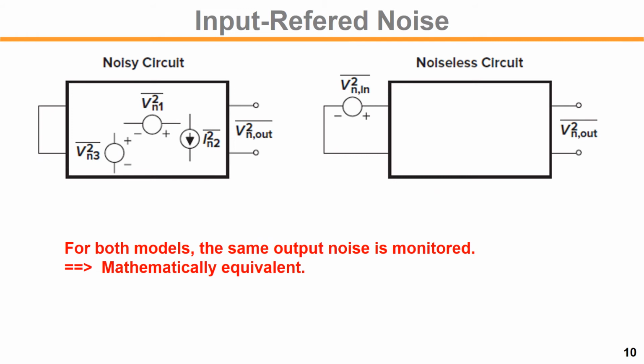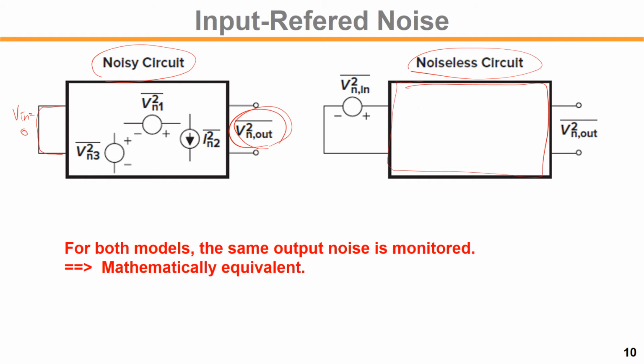The input referred noise concept can be considered like this. On the left hand side, we have a noisy circuit. Inside the circuit, we have a variety of noise sources that result in the output noise voltage. We can measure the output noise voltage by applying zero input and then measuring the output voltage. Now we think of a fictitious noiseless circuit inside. We don't have any noise source.